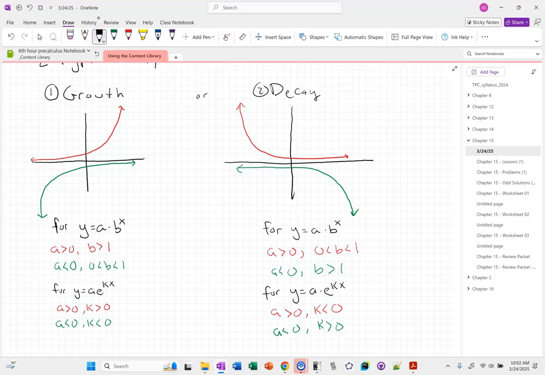So those are just criteria for me to look at the formula for my exponential function and immediately decide whether it's growth or decay. Right? So all I really need to do is look at the a and the b value, or the a and the k value, depending on which form it's written in, and automatically I know what it's going to look like. Does everybody feel okay there?